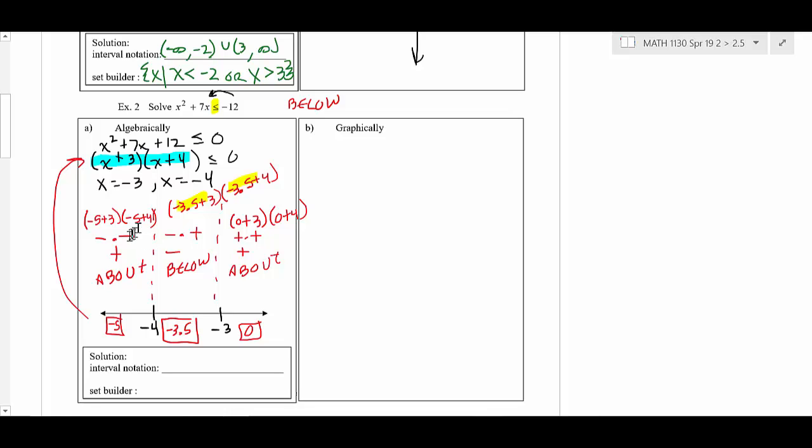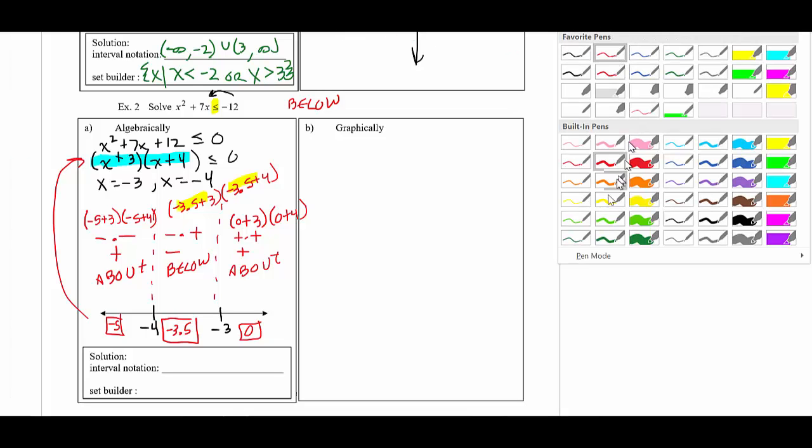All right, so I did those signs kind of quick, but again, you're plugging in test points and calculating. Are you with me there? The gist of what I'm doing, okay? Now, where is the answer? This is a less than or equal to problem, so where's the answer?